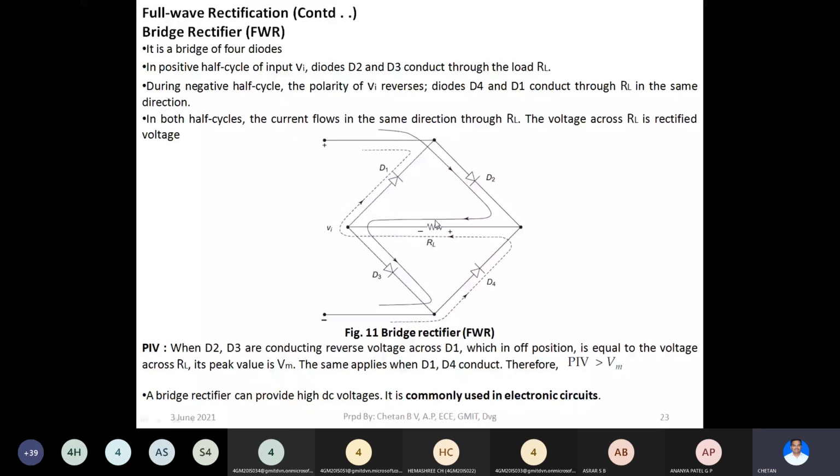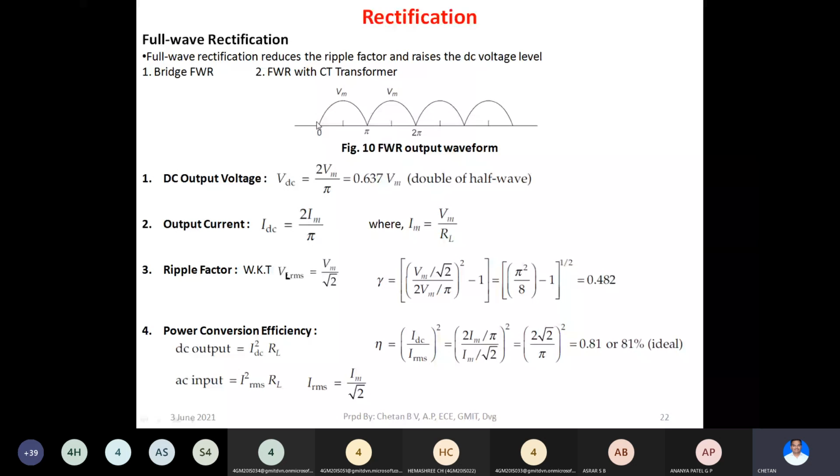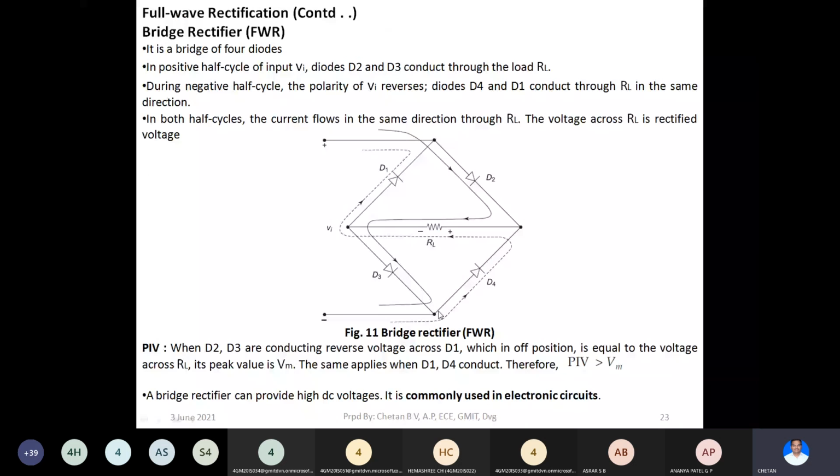During the negative half cycle, D1 and D4 will conduct. Simultaneously, D2 and D3 will be reverse biased, therefore open circuit. During the negative half cycle, the current will flow as indicated by the dotted lines, and it will flow in the same direction through RL. Therefore, in both half cycles, you obtain output which is like this. One more important point with respect to the bridge rectifier is that most electronic circuits make use of the bridge rectifier as compared with the center tap full wave rectifier because of the cost of the center tap transformer.